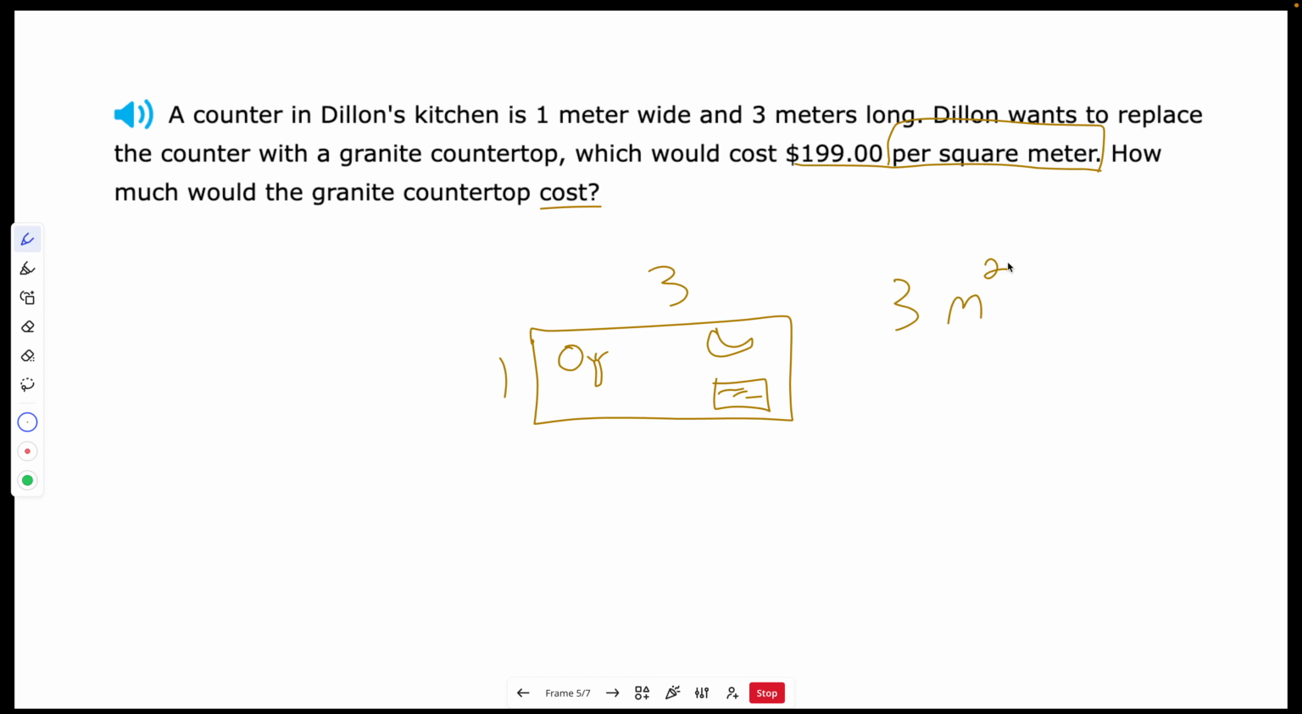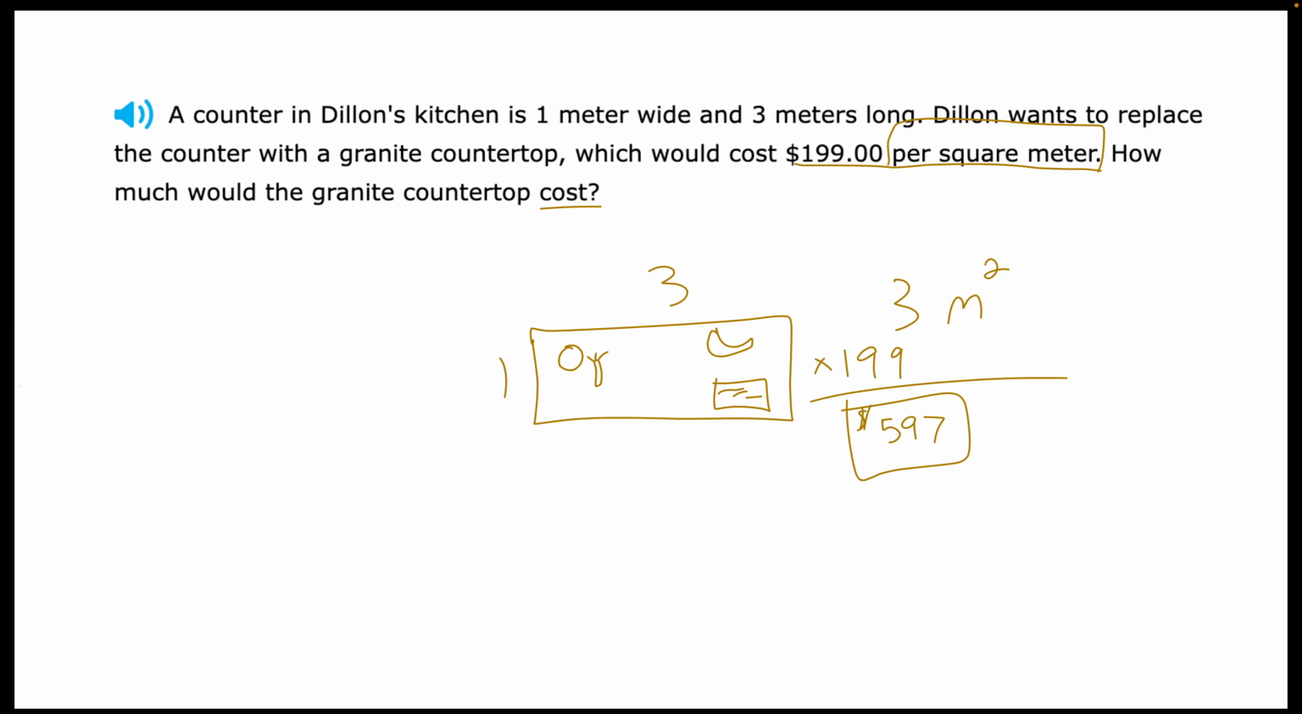And then we know that it's $199 per square meter. So we need to do 3 times 199. And when we multiply, we find out that it would cost $597 for a brand new granite countertop. That is very expensive.